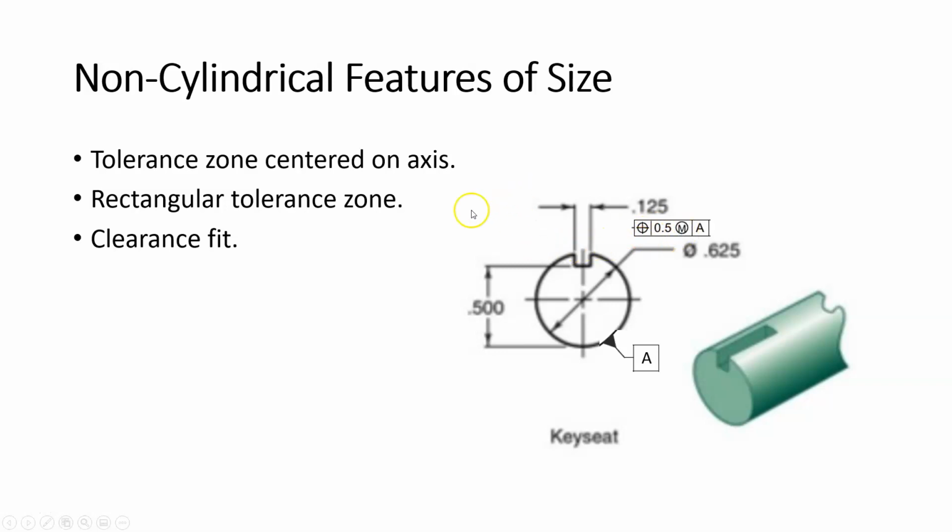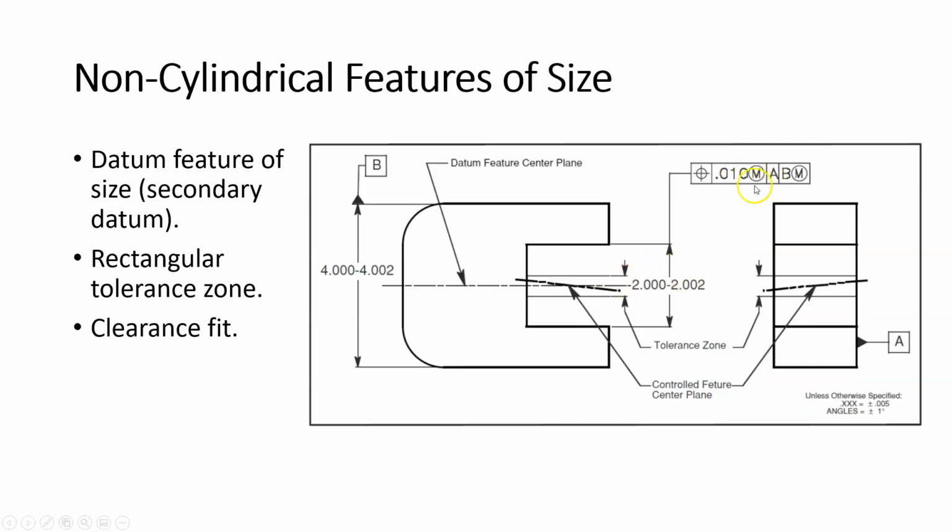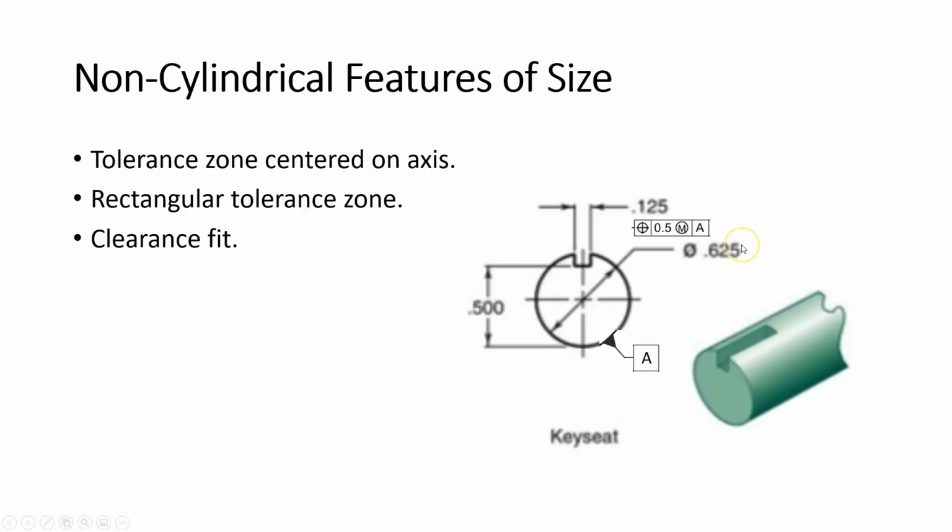All right. So in this case, this is a clearance fit, right? Circle M means it's a clearance fit. Same thing back here. This is a clearance fit. Circle M means a clearance fit. Okay. All right. So that concludes part number 2 of chapter 8.